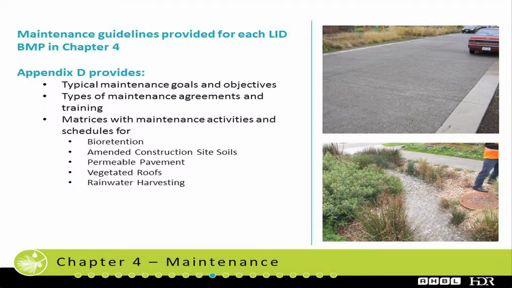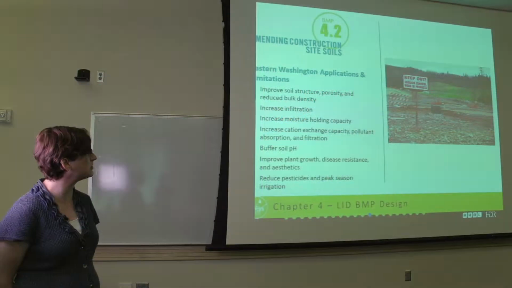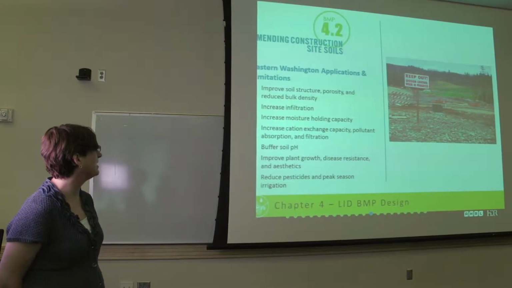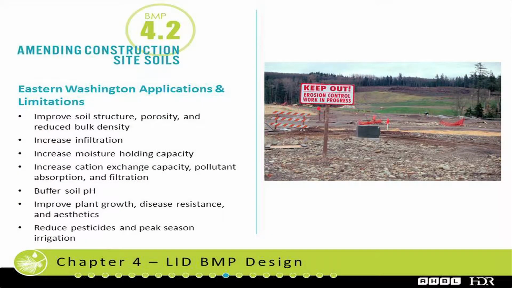5 BMPs: bioretention, amended construction site soils, permeable pavement, vegetated roofs, and rainwater harvesting. So the first BMP is amending construction site soils, and I'll just run through some of the applications and limitations that we have included in the manual. Amending construction site soils can help you improve your soil structure, porosity, and reduce bulk density. Can help increase infiltration, increase moisture holding capacity, cationic exchange capacity, which helps you with pollutant absorption and filtration. Can help buffer the soil pH, improve plant growth, disease resistance and aesthetics, and reduce pesticides and peak season irrigation, meaning that it can help you hold moisture on your site more effectively and reduce irrigation demands.